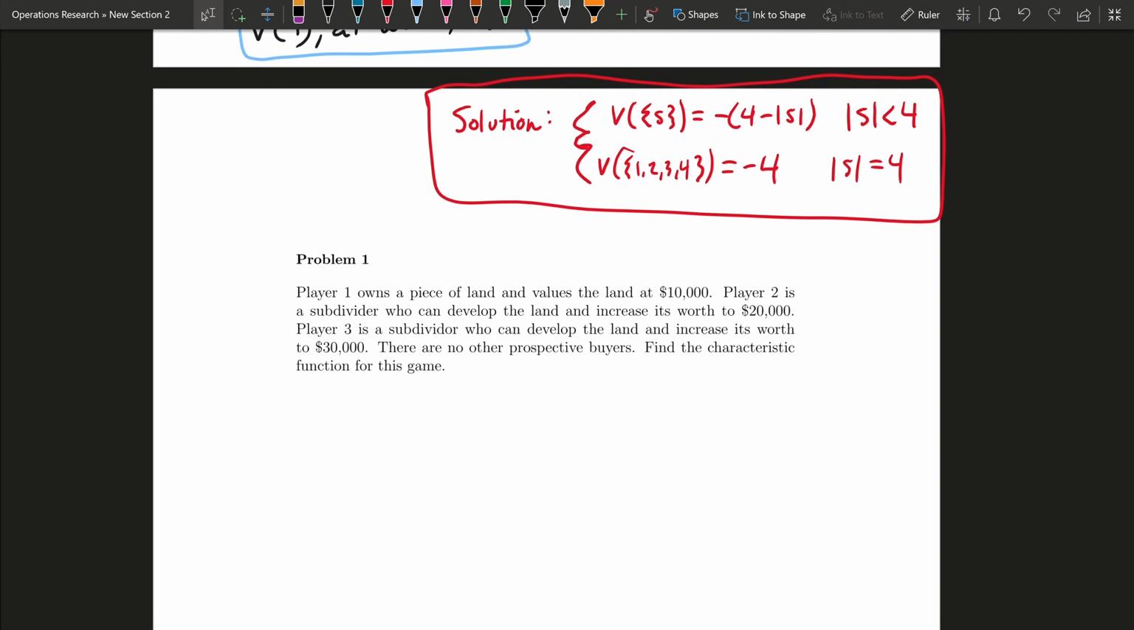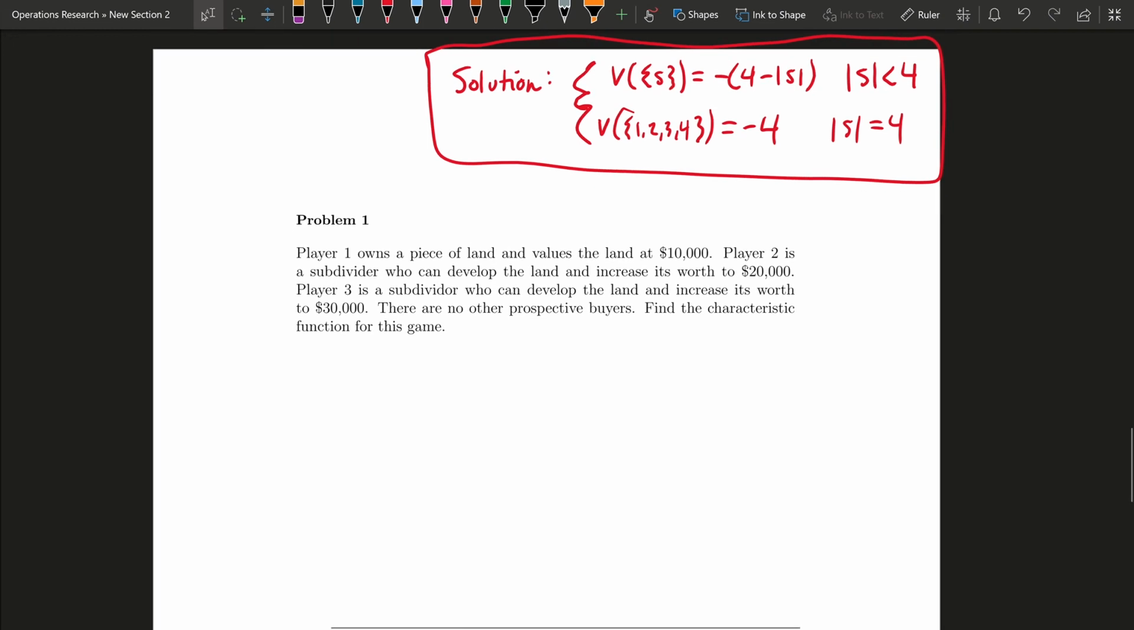Player 1 owns a piece of land and values the land at $10,000. Player 2 is a subdivider who can develop this land and increase its worth to $20,000. Player 3 is a subdivider who can develop the land and increase its worth to $30,000. There are no other prospective buyers. Find the characteristic function here for the game.